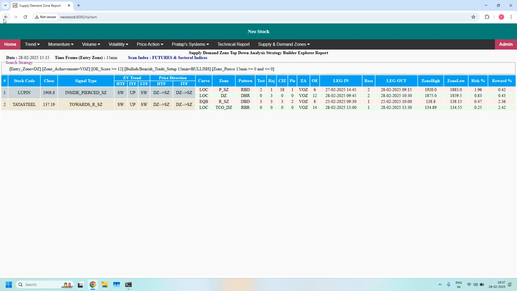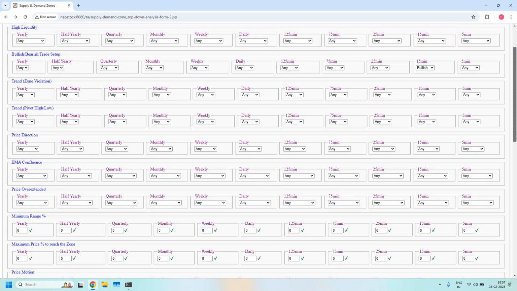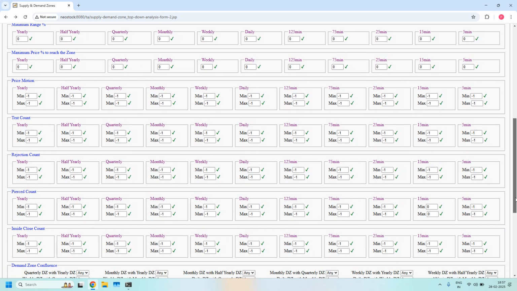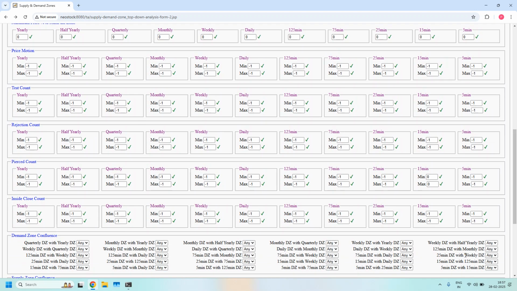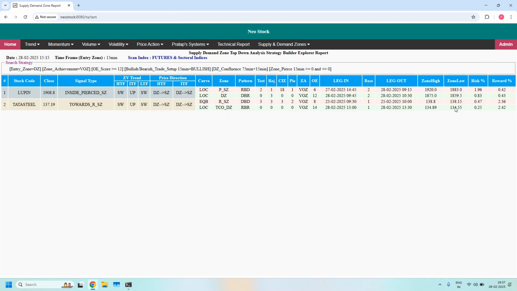Let's verify. That is 15 minutes with 75 minutes demand zone confluence. I'm enabling the filter. Both the stocks are filtered. That means this 15 minutes demand zone is overlapped with 75 minutes demand zone.